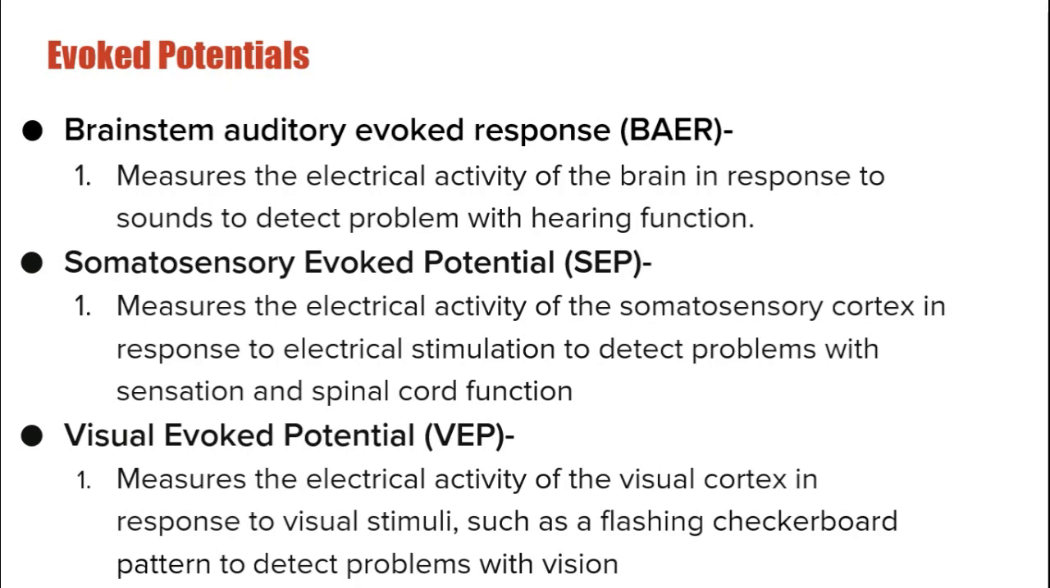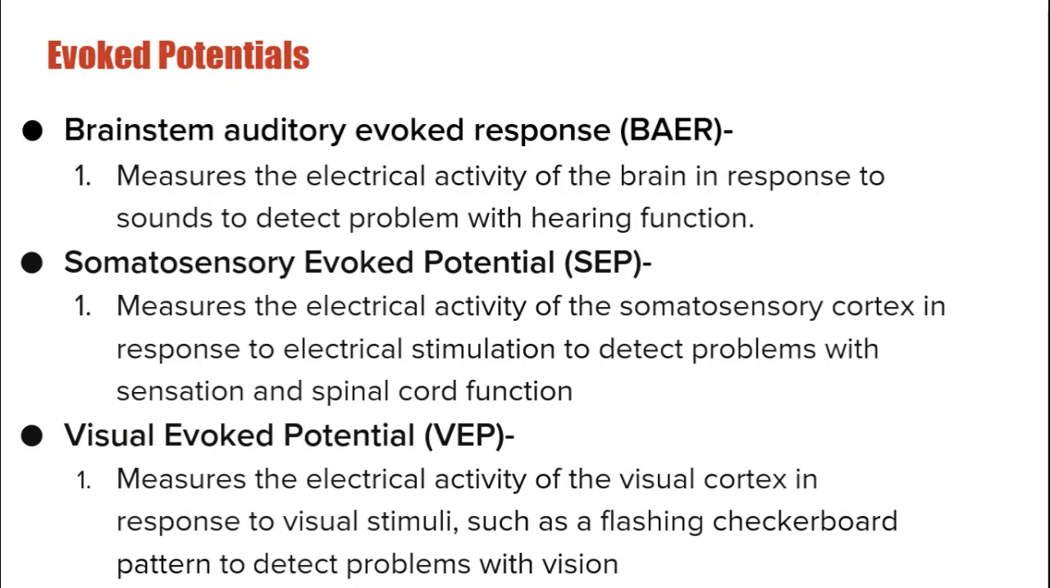Now, second is the somatosensory evoked potential. In that case, we apply an electrical shock or electrical stimulation on the surface of the skin, so it gives an impulse to the brain, and on the basis of that impulse we can identify whether the neural feedback network of our body is working properly or not.